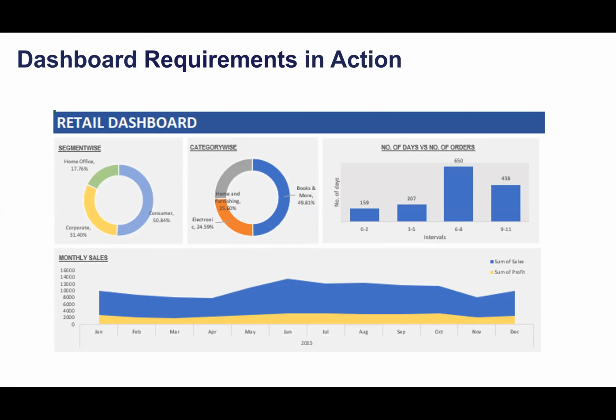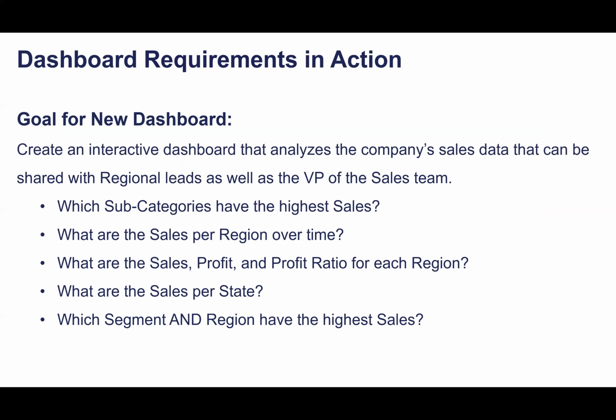So essentially the VP is looking to take this information and place it into a Tableau dashboard. In order to create that dashboard, we've listed out some of the questions that the VP specifically wants to answer. So which subcategories have the highest sales? What are the sales per region over time? What are the sales, profit, and profit ratio for each region? What are the sales per state? And which segment and region have the highest sales? Pretty straightforward, right? So we're going to take each of these requirements and plug it into that document just so I can show you what it will look like.